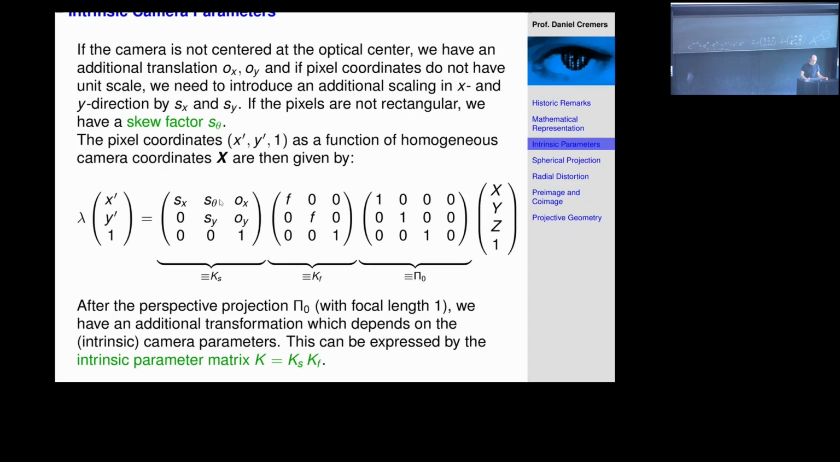And sometimes you can even have distortions. You can have a skew factor, S theta, that takes into account pixels that are not rectangular. So you can do that. In practice, you would prefer this to be 0, but if you have a really cheap lens, mass-produced somewhere on the other side of the globe, then you may want to use a skew factor to take that into account.